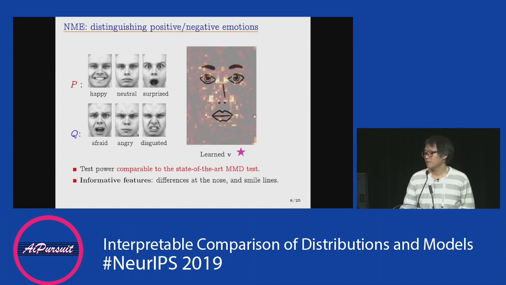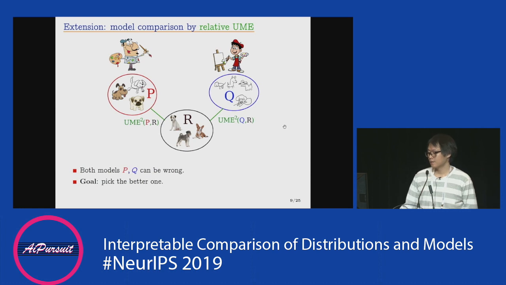So the UME test can actually be extended to a model comparison. Here, P and Q are two implicit models, could be GAN models, and R is the real distribution, the distribution that generates your data set. And the goal is to decide whether P or Q is closer to R, as measured by the UME. Essentially, this is a model comparison problem, and it can be formulated like so.